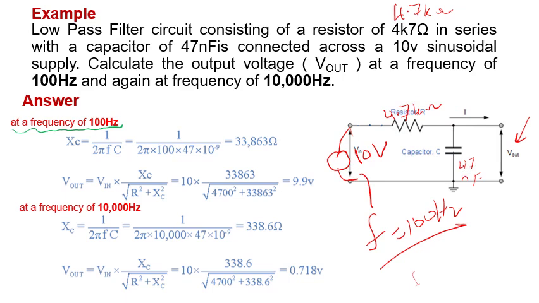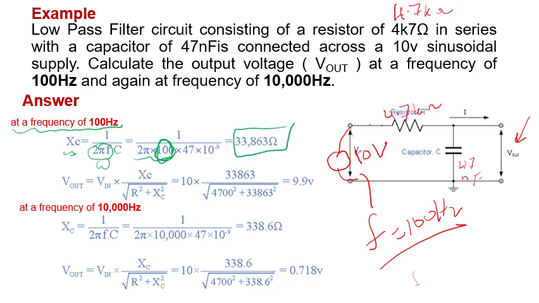To convert it to ohm, we are going to calculate XC. XC equals 1 over omega C, or 1 over 2 pi F C. When you substitute the quantities, 2 times pi times F equal to 100, times C equal to 47 times 10 to the power minus 9, because nanofarad, it will give me this very big resistance.